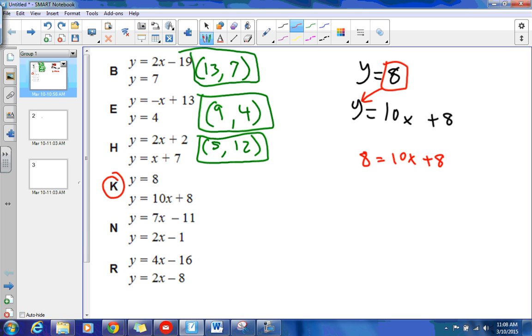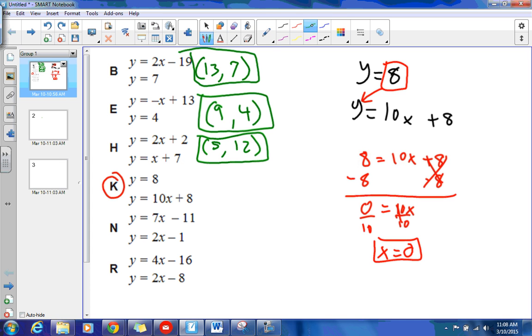And solving for x, let's subtract 8 from both sides. That cancels out, and you have 8 minus 8 is 0 equals 10x. And then to solve for x, you divide by 10. And that would mean that x is equal to 0 over 10, which is 0.